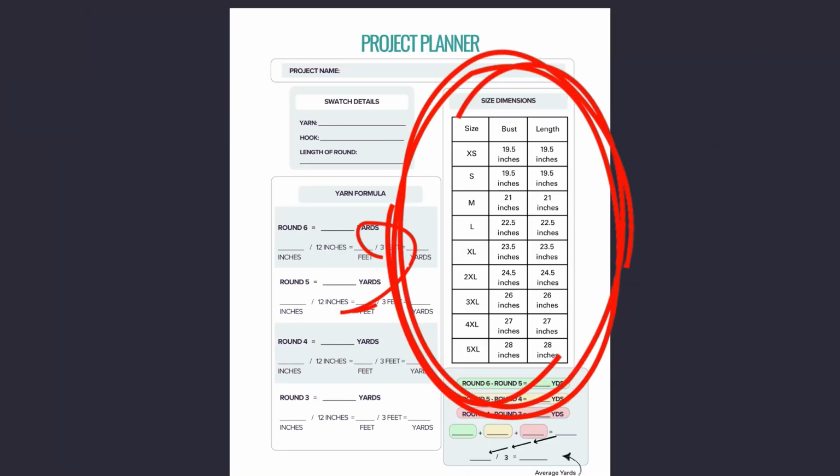I have included a general sizing chart in the project planner worksheet, and it's the one that I personally use for most of the tops that I make. This chart does lean towards a loose fitting ease, and that just means it's relaxed and comfy without being oversized and baggy, because that's how I like to wear my tops. But it's just a starting point, so we'll talk about that more in just a second.